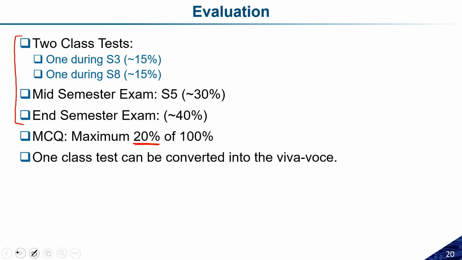One more relaxation can be given to the students. One class test can be converted into a viva. If you don't want to attend the class test, then you can give the viva, and based on that we can judge. Either you can opt out of test 1 or test 2, and give the viva, which will be considered a replacement of the test. This is the option we can give later on.